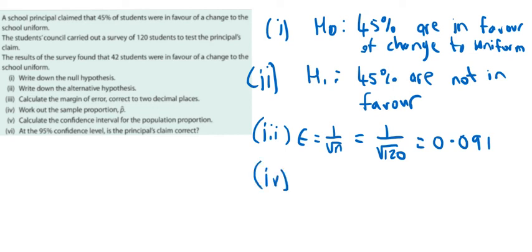The next part they're asking us to work out the sample proportion, so that's the number of successful results. The results of the survey found that 42 students were in favour, so 42 out of the 120. When you put that into a calculator you get 0.35, so that's our sample proportion. I should put in the symbol for it as well.